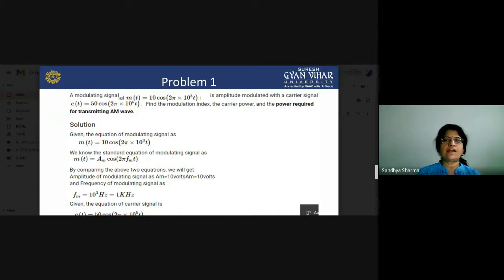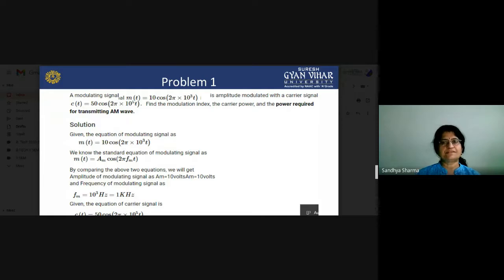First of all, let us look at the modulating signal. The standard equation is m(t) = Am cos 2π fm t, where Am indicates the maximum amplitude of the modulating signal, and fm indicates the frequency of the modulating signal. So from here we can calculate fm.